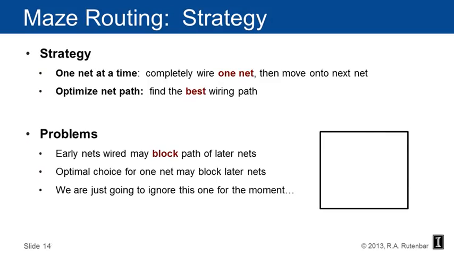So the maze routing strategy at a high level is that we're going to route one net at a time. We're going to completely route the one net, and then we're going to move on to the next net. And we're going to optimize the path of the net. We're going to find the best wiring path for each one. And so there's some problems. Early nets that are wired may block the path of later nets. That's actually easy to see in a little example. The optimal choice for any one net may not be good for a later net. So, I route this pair of 2 points with this wire on one layer.